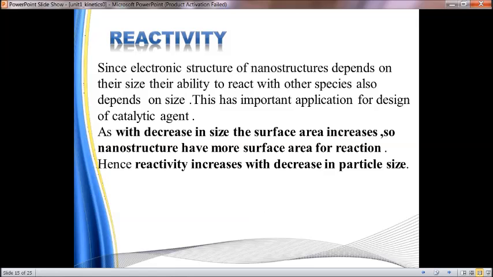Since the electronic structure of nanostructures depends on their size, their ability to react with other species also depends on size. This has important application for the design of catalytic agents, because nanomaterials are our best catalytic agents. So with decrease in size, the surface area increases. So nanostructures have more surface area for reaction. Hence reactivity increases with decrease in particle size. This is an important question with nanoparticles: the reactivity property. Why does it have better reactivity? If they ask like that, you have to mention these reasons.